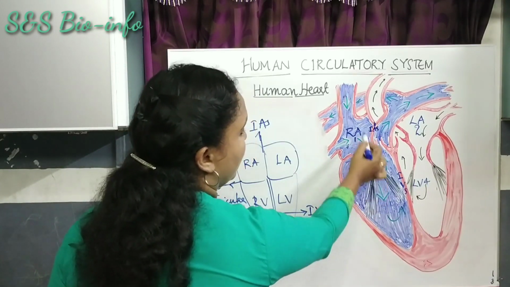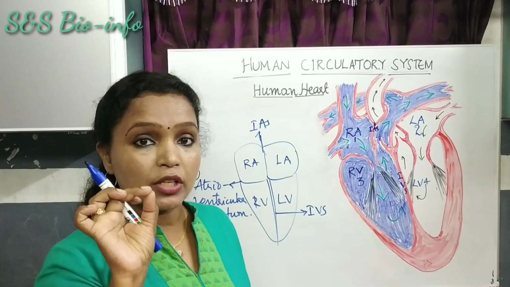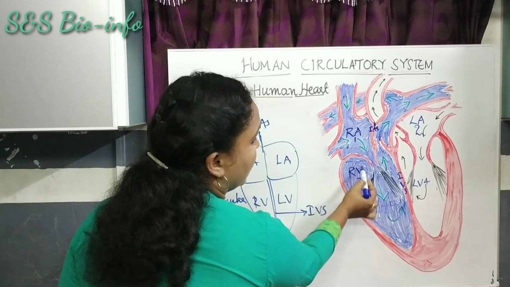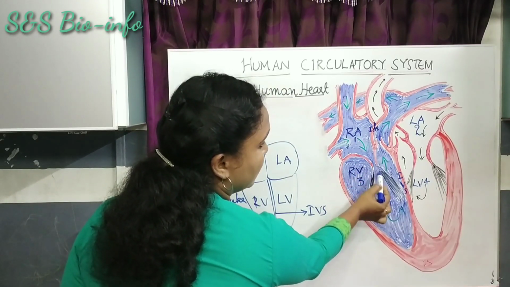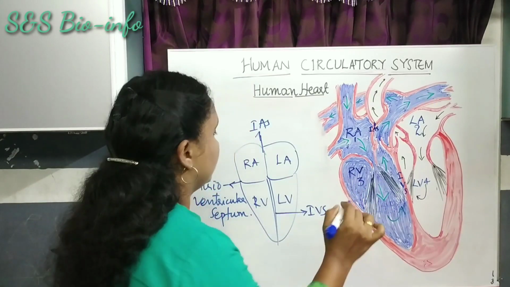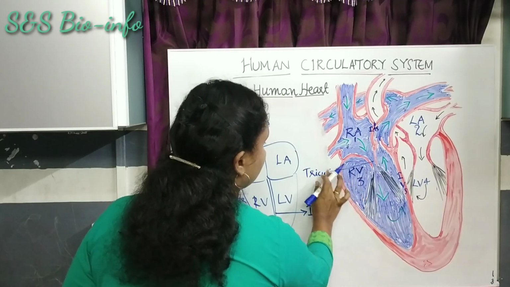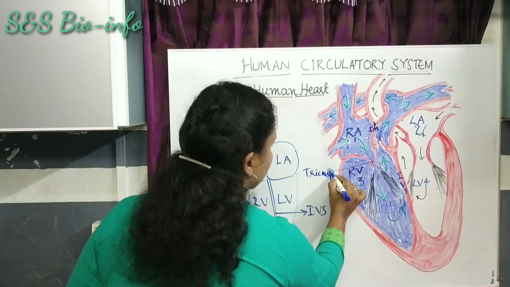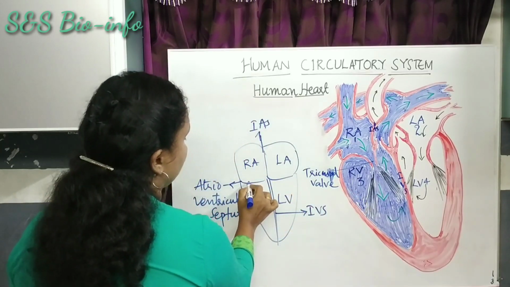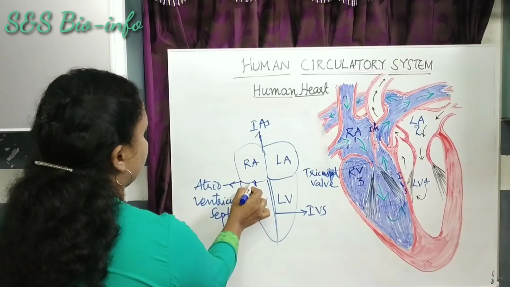So, in the right side of the heart, there is a specific valve with 3 flaps. That valve is called the tricuspid valve. In between the right atrium and the right ventricle, here you can see this valve. That valve is called the tricuspid valve. That means it's on the right side, in between the right atrium and the right ventricle.